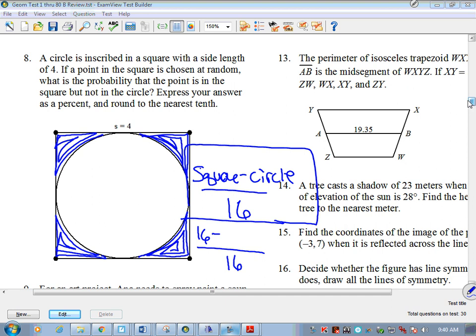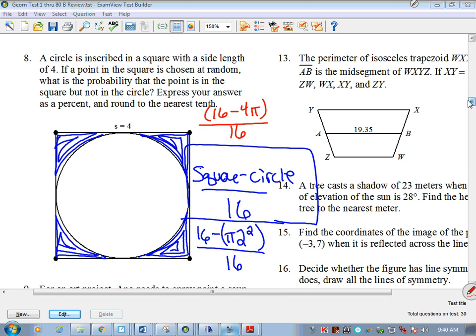Pi r squared. Okay. So I need to subtract, but I'm going to subtract all of it. I need to be careful with this, because if it's 16 minus pi, and then multiply that by radius squared, I'd get the wrong answer. So I'm going to subtract all of pi r squared. What is my r here? 2. Because my diameter is 4, my radius will be half the diameter. So pi times 2 squared. What is 2 squared? 4. So if I needed to simplify this, I could say I'm going to take 16 minus 4 pi, and then divide that by 16.